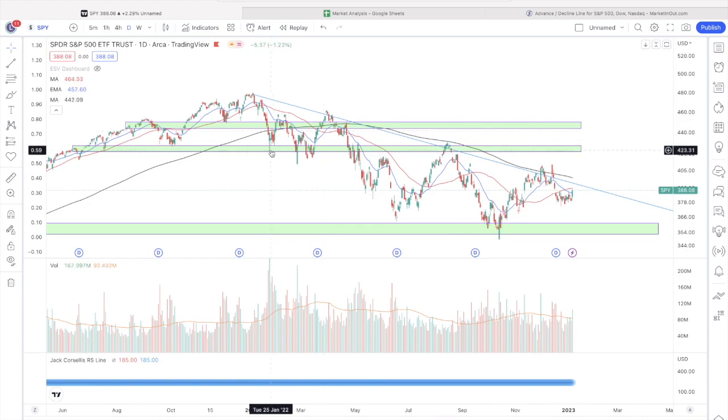So here's the first low. This is the second low. You can see that the second low is lower than the first low. Then the third low is over here. So the third low is lower than the second low. The fourth low is lower than the third low.